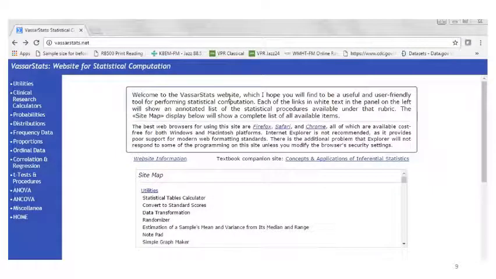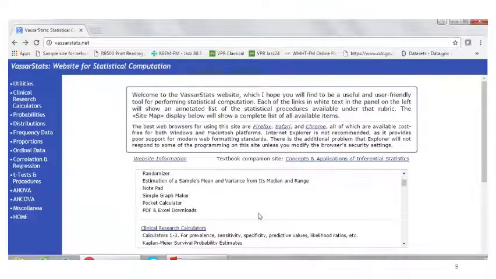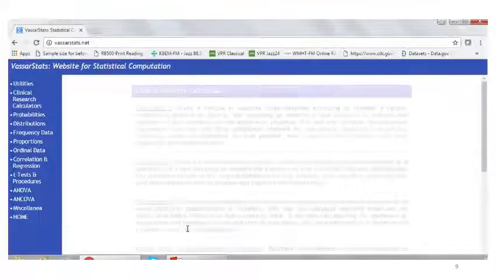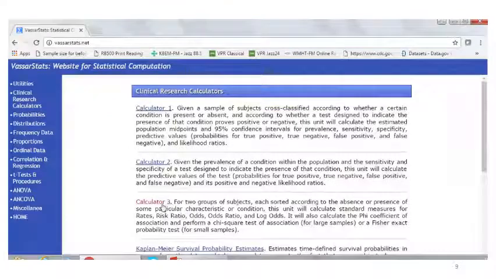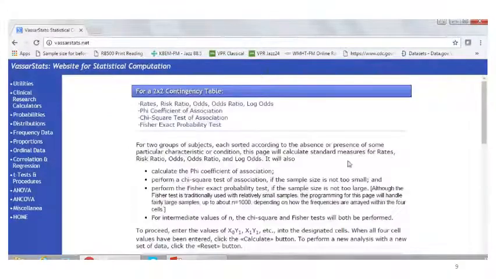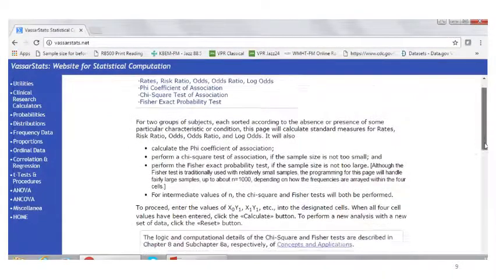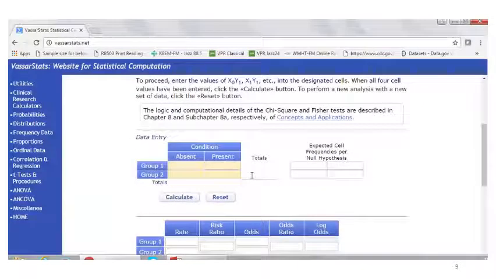Here we begin on the VassarStats homepage. We will scroll down in Sitemap to Clinical Research Calculators. We will click on Calculator 3 for computing the odds ratio. We scroll down to enter the data in the 2x2 table. We will let Group 1 be those with high fat intake.